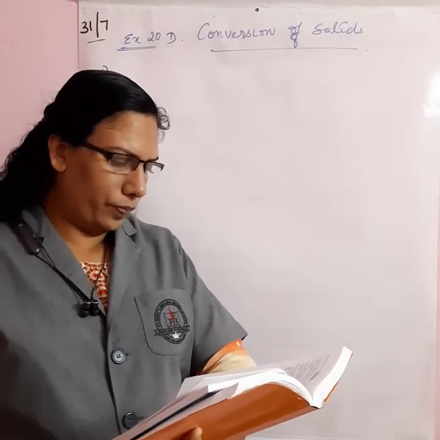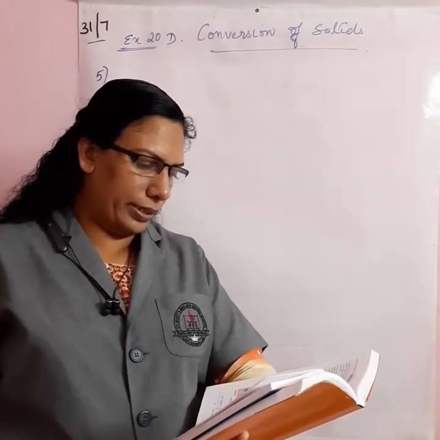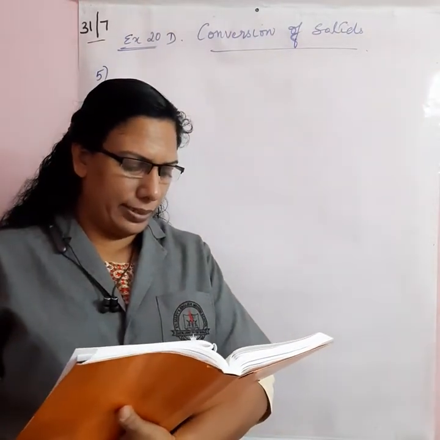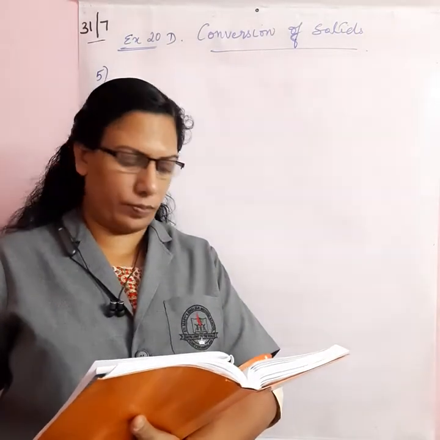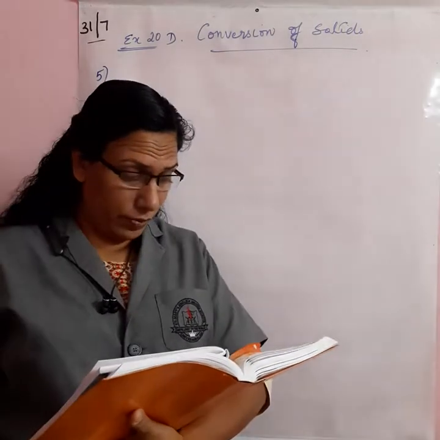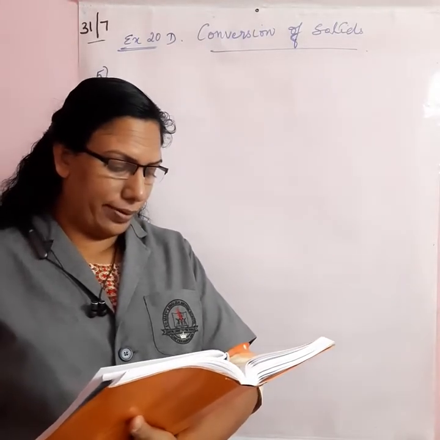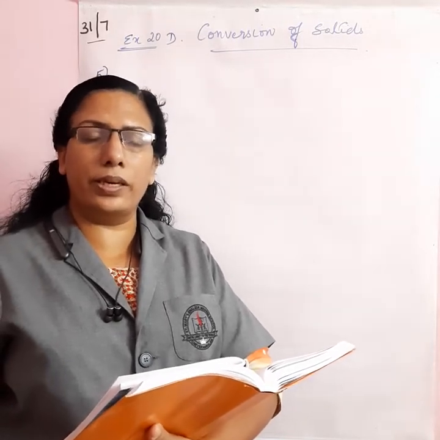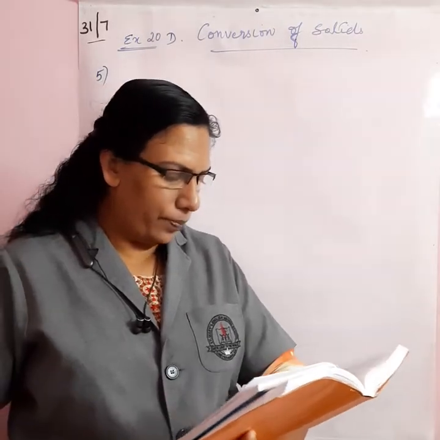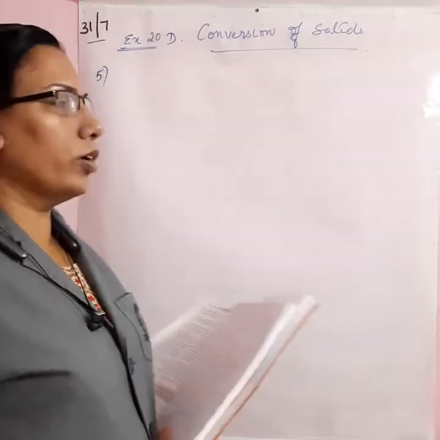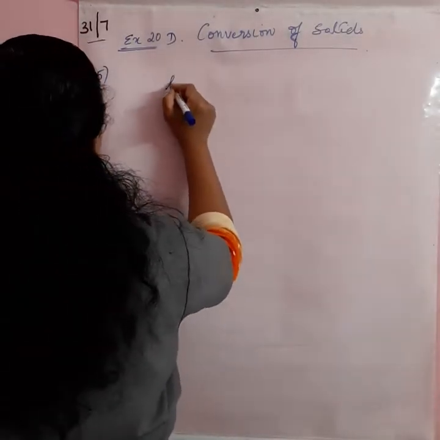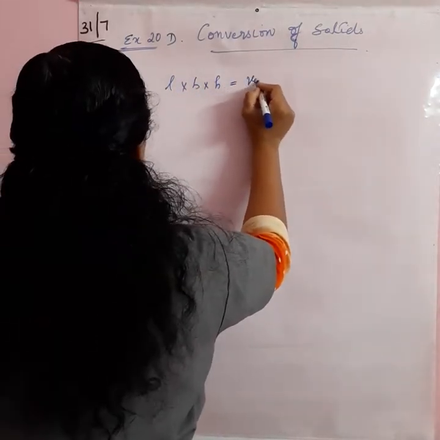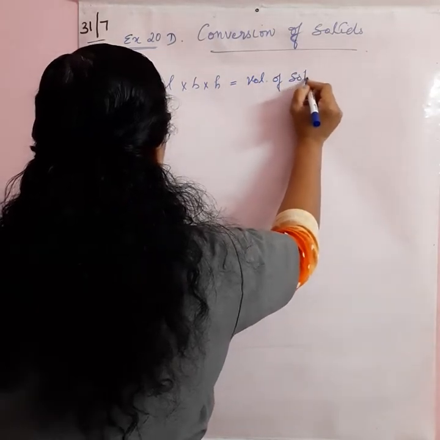Now the fifth question. A solid rectangular block of metal 49 cm by 44 cm by 18 cm is melted and formed into a solid sphere. Calculate the radius of the sphere. What is given? A rectangular block is melted and recast into a sphere. It means the volume of the rectangular block and the volume of the sphere are one and the same. So you can write, what is the volume of the rectangular block? You have already learned: length into breadth into height. So length into breadth into height of the rectangular block is equal to the volume of the solid sphere.